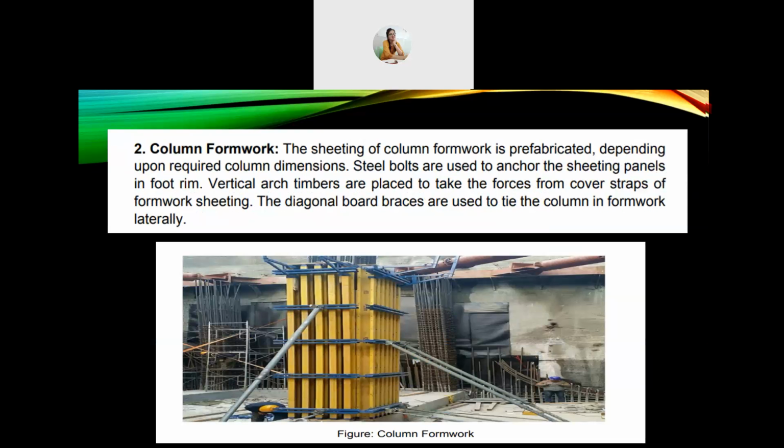Number 2, column formwork. The sheeting of column formwork is prefabricated depending upon the required column dimensions. Steel bolts are used to anchor the sheeting panels in the foot rim. Vertical arc timbers are placed to take the forces from the cover straps of the formwork sheeting. The diagonal board braces are used to tie the column formwork laterally.